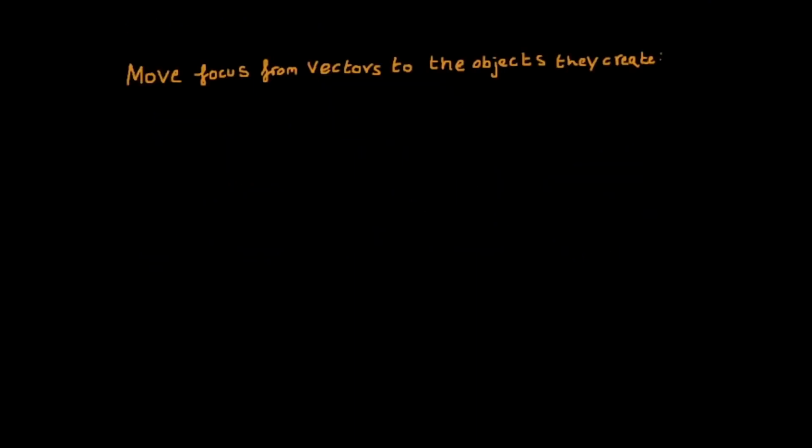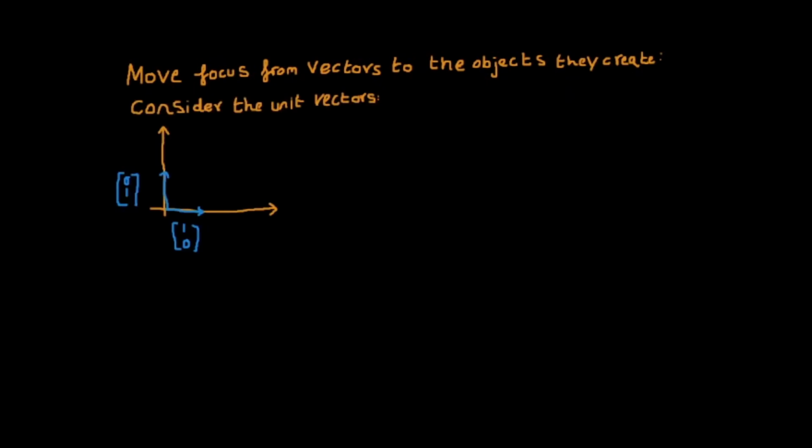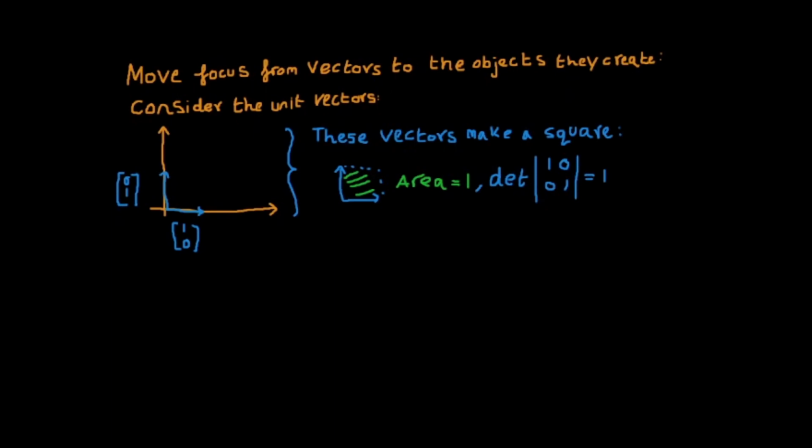So we've already shifted our focus from individual variables to vectors. Let's shift it again to the shapes that these vectors create. In the case of normal unit vectors, they create a unit square. We can find their area easily enough without finding the determinant of a matrix, but we can be reassured that the determinant agrees with the geometry of the situation.